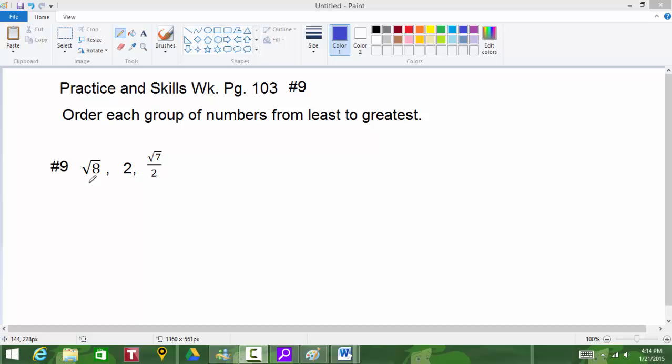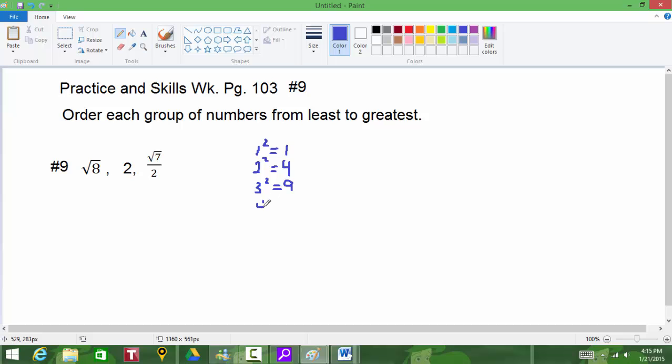Okay, so what we have to do first is let's take a look at our numbers. We have 2 and square root of 8. So let's get an idea what that square root of 8 is about. If we think about perfect squares, I'm going to make a list of some perfect squares to help us out here. 1, 4, 3 squared is 9. We could continue on, but we don't need to because our 8 is going to be between the 4 and the 9. So our 8 would appear over here.